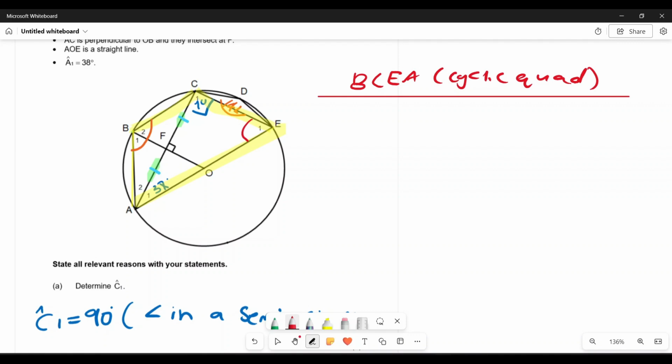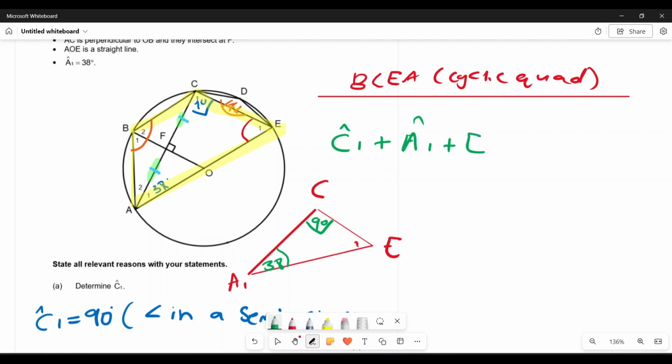So I know that this angle C here, so let me try and draw the triangle here. So this is C, this is E, E1, and this is angle A1. Now, I know that this angle here is 90 degrees, and I am given this angle right over here, A1, is 38. So can I find C1? Yes, I can. To find E1, I would say, if I take angle C1 plus angle A1 plus angle E1, I expect to get 180. Why is that? This is the sum of angles in a triangle.